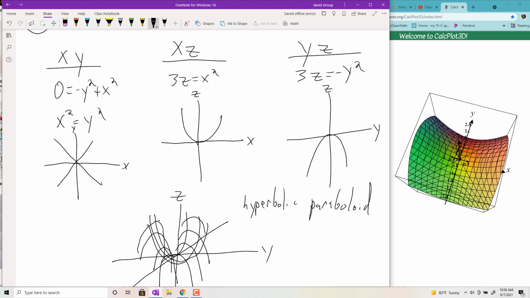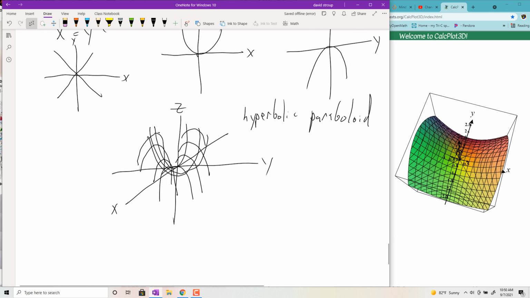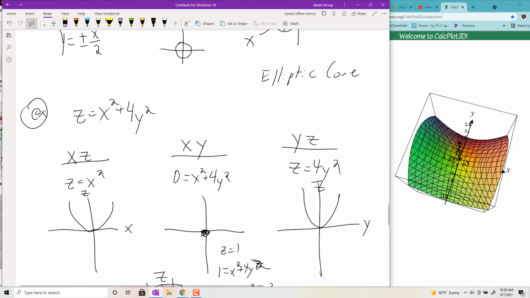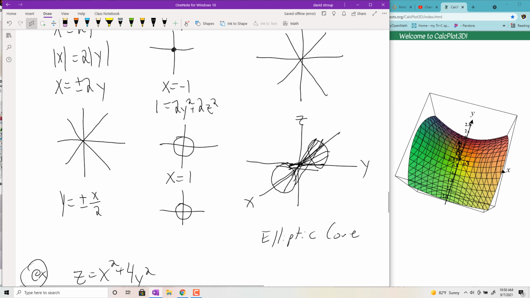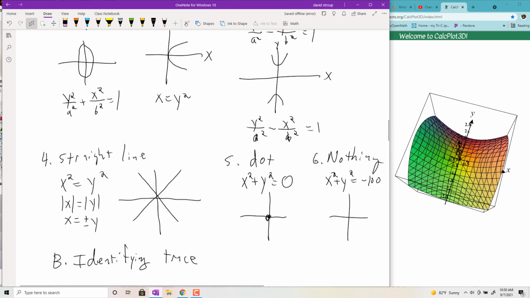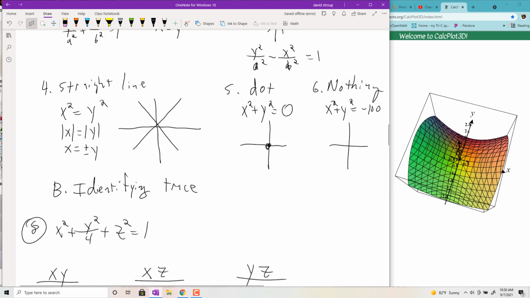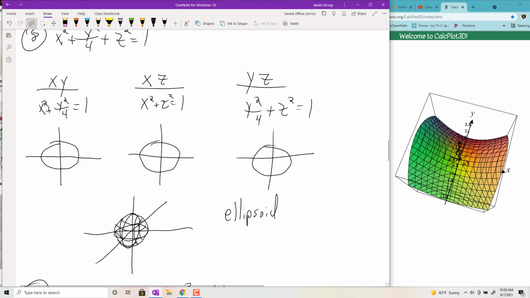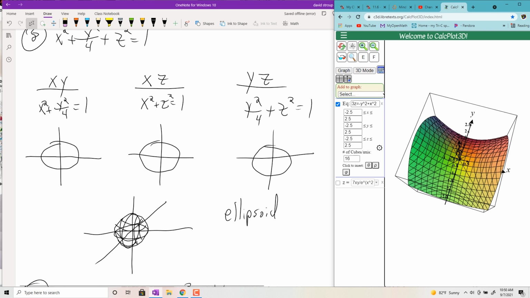So on the test, I would expect 1 point each for each cross section, and then maybe 1 or 2 points for your conclusion. Okay, and so you should be able to go through and kind of just feel your way through these. Obviously, if it's 3 circles, it's not going to be a hyperbolic paraboloid. It's obviously an ellipsoid and that sort of thing. Okay, I think that'll do it for this section.